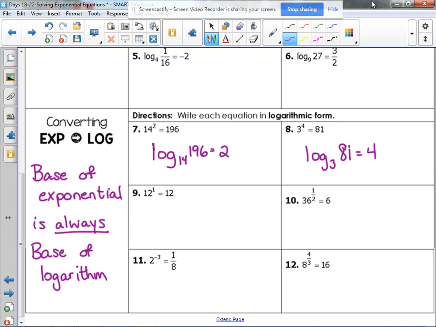Let's do one more, number 9. Log base 12, because the base of the exponential was 12, so the base of the log is 12. The other two numbers switch. Log base 12 of 12 equals 1. Now that has nothing to do with division. It has to do with powers. All of these have to do with exponents and raising something to a power. That's true because 12 to the first is 12.